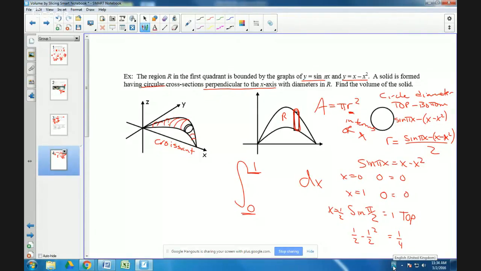The diameter of the circle is the top minus the bottom, correct? Because the circle is placed in here. Top minus bottom is diameter, but we need radius for the area formula. So we divide by 2. Okay. So what is our area formula? Pi r squared.